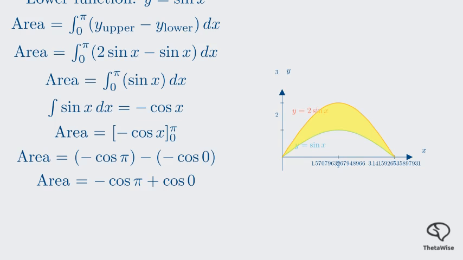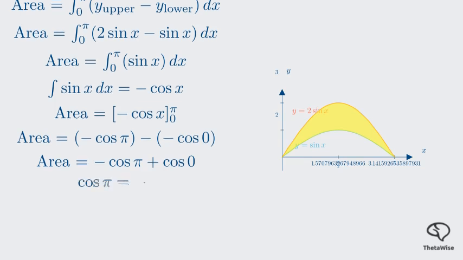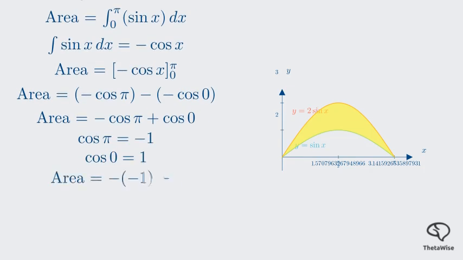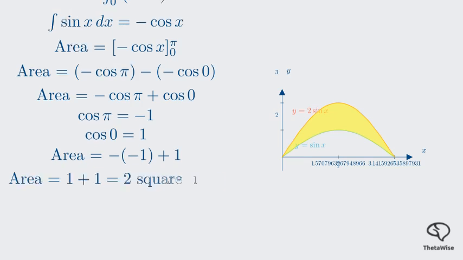Let's recall the values of cosine at these points. The cosine of pi is negative 1. The cosine of 0 is 1. Substituting these values, we get area equals negative negative 1 plus 1. This gives us 1 plus 1, which equals 2. The area between the two sine curves is exactly 2 square units. The exact and rounded answer are the same.